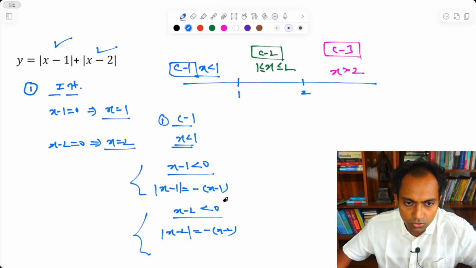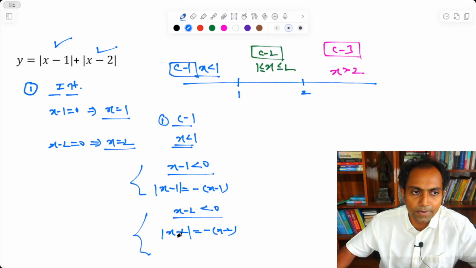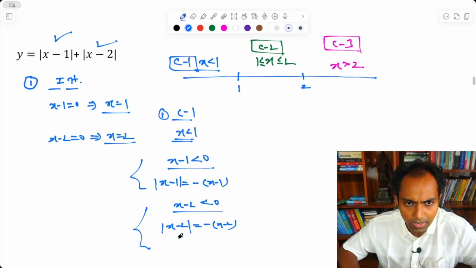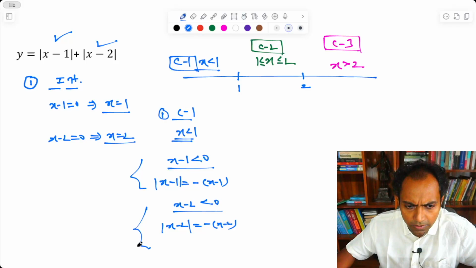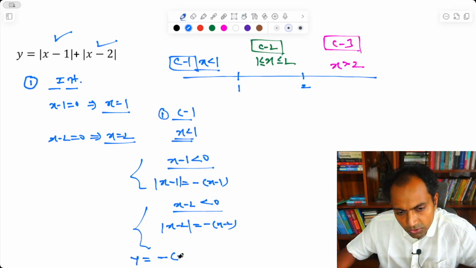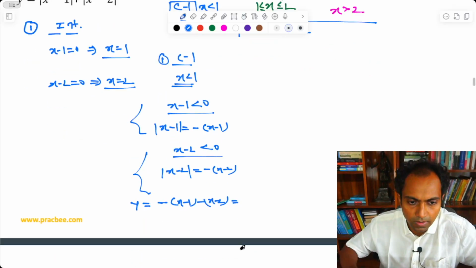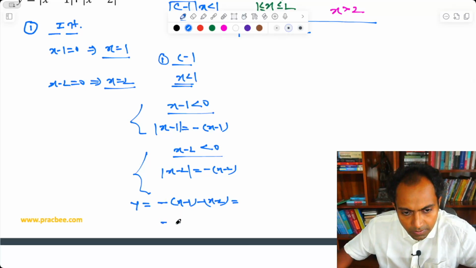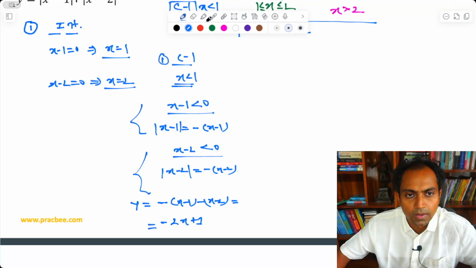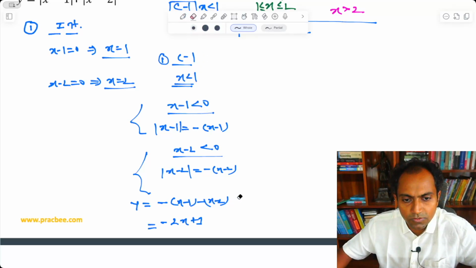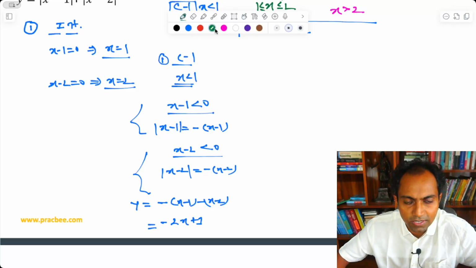Once you have understood this, in this first interval, you will be able to write this as nothing but, the first one will open with a negative sign. So I am writing y will be equal to minus of x minus 1 minus of x minus 2, which ultimately comes out to be minus 2x plus 3. This is what we have got. So once we have this, we will move to the next case, that is case number 2.